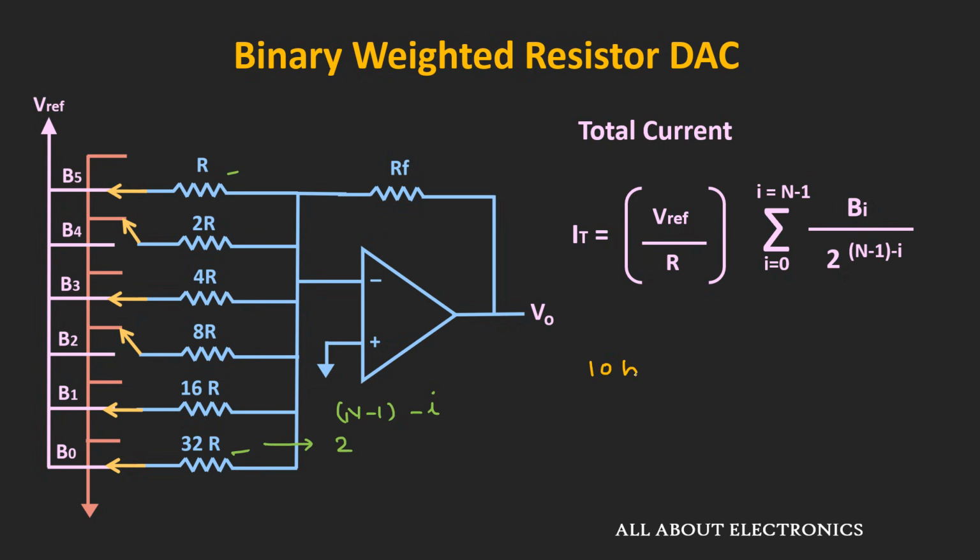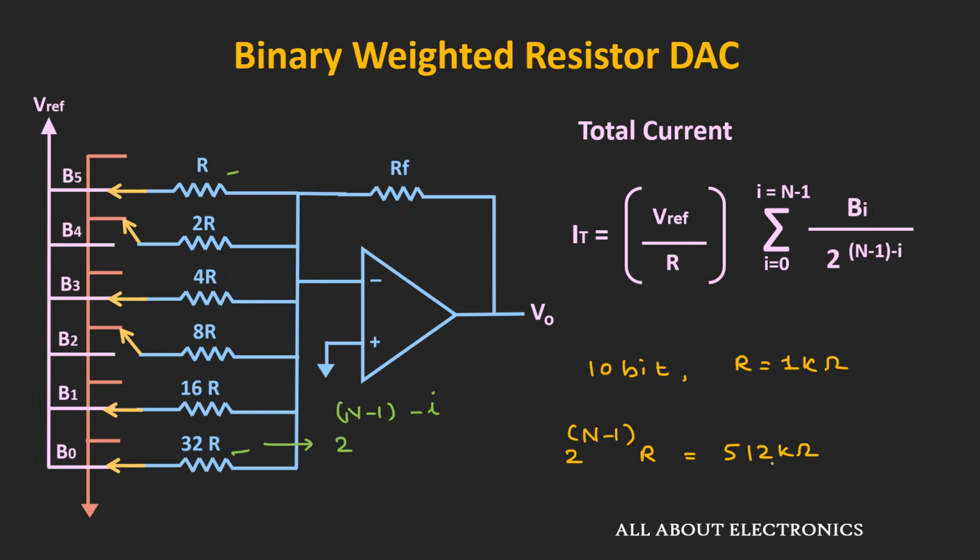So for a 10-bit DAC, if the value of R is equal to 1 kilo ohm, then the maximum value of the required resistor will be equal to 2 to the power n minus 1 times R. So for a 10-bit DAC, it will be equal to 512 kilo ohm. On the other hand, if we talk about the 12-bit DAC, then considering R is equal to 1 kilo ohm, the maximum value of the required resistor would be around 2 mega ohm.